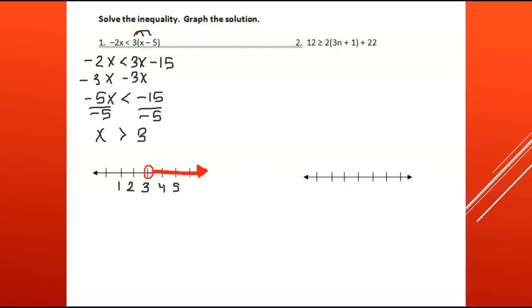What that means is I should be able to pick any number here on the shaded region and plug it in. So if I picked 5, is 5 greater than 3? Yes, it should be true. I should also be able to take that 5, plug it back into the original, and it should also be true. So 5 minus 5 is 0. 3 times 0 is 0. 0 is in fact greater than negative 10. So I can see that plugging it in is also true.